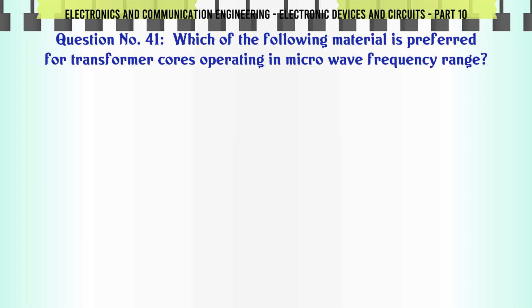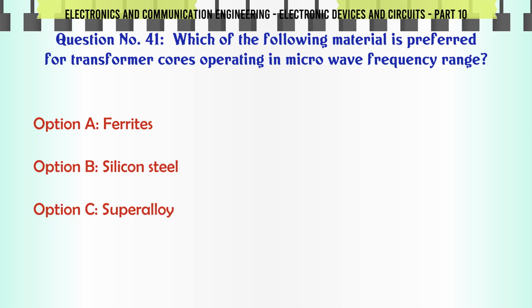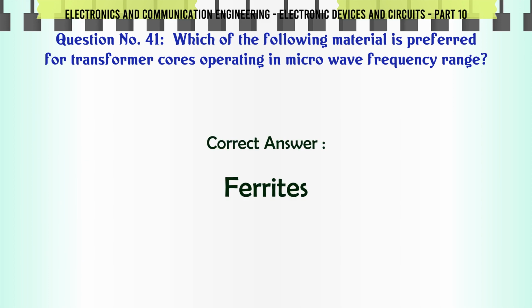Which of the following materials is preferred for transformer cores operating in microwave frequency range? A. Ferrites. B. Silicon steel. C. Superalloy. D. Copper. The correct answer is ferrites.